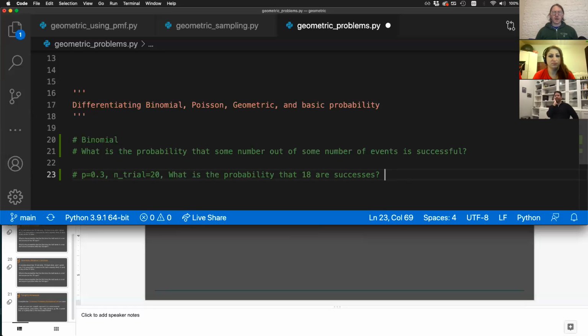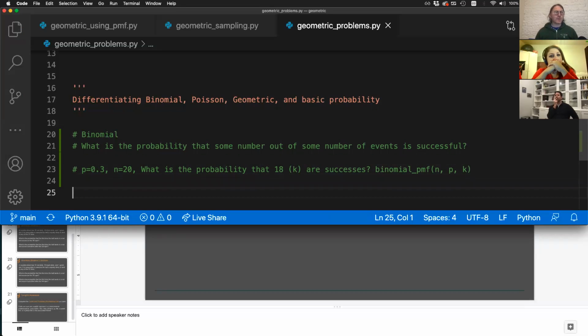And this is going to be the binomial PMF for n trials and 18 successes. I think we usually wrote it as n, p, k actually. So p, n trials, which we'll just call n, and 18, which is our k. So that's the nature of binomial.